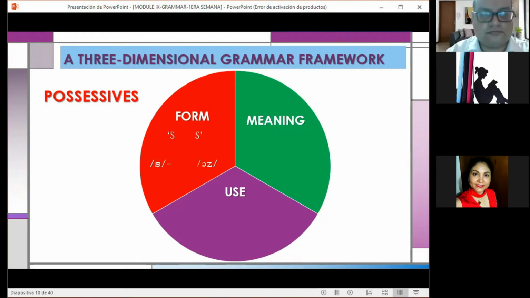Notice, when we talk about meaning, what's the meaning of this apostrophe S? Or genitive, no? We call this structure the genitive case. So it means possession or relationship. This is the meaning of this structure. Possession, this is the most common, or relationship, no? John's mother or David's uncle, we're talking about a relationship.